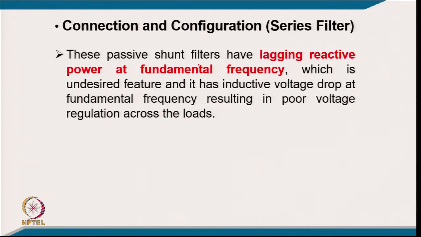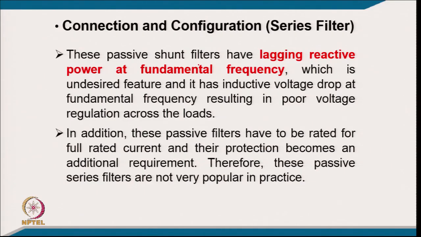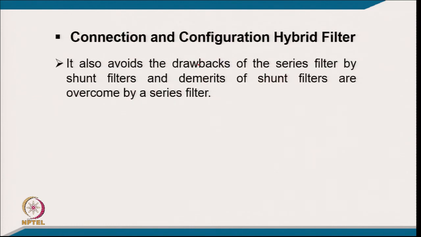So these passive shunt filters have a lagging reactive power at fundamental frequency, which is an undesired feature, and they have an inductive voltage drop at fundamental frequency, resulting in poor voltage regulation across the load. That was one of the reasons series passive filters were not popular earlier. In addition, these passive filters have to be rated for full current, and their protection becomes an additional requirement. Therefore, these passive series filters are not very popular in practice.